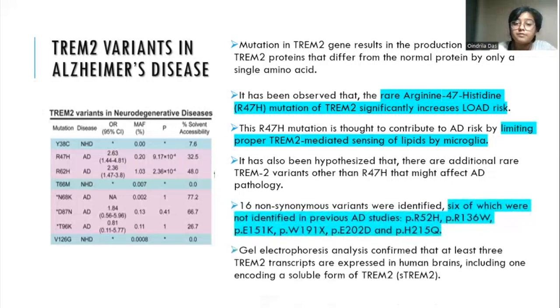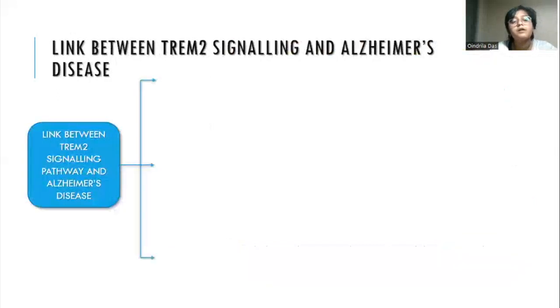A study observed 16 non-synonymous variants, 6 of which were not identified in previous Alzheimer's studies, and three of which were expressed in the human brain, along with one which encoded a soluble form of TREM2, which is shown to have a protective function in CSF and is also shown to be involved in mediating pro-inflammatory responses in the brain. So this is a link between TREM2 signaling and Alzheimer's disease.